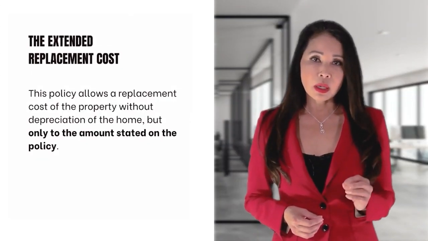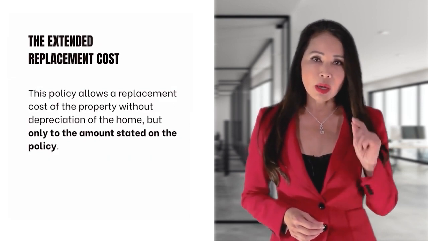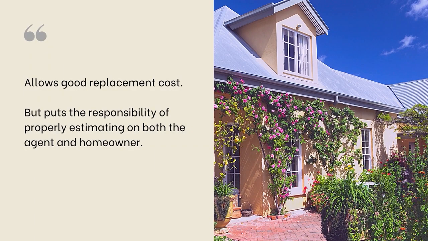Extended replacement cost. This policy allows a replacement cost of the property without depreciation of the home, but only to the amount stated on the policy. The extended part of the policy does allow for a specific percentage of extra coverage should there be some fluctuations from the estimate. The extended amount will vary depending on the insurance carrier and is usually by percentage, such as 10, 20, or 30% of the dwelling coverage. This type of coverage allows good replacement cost, but puts the responsibility of properly estimating the replacement cost on both the agent and the homeowner.